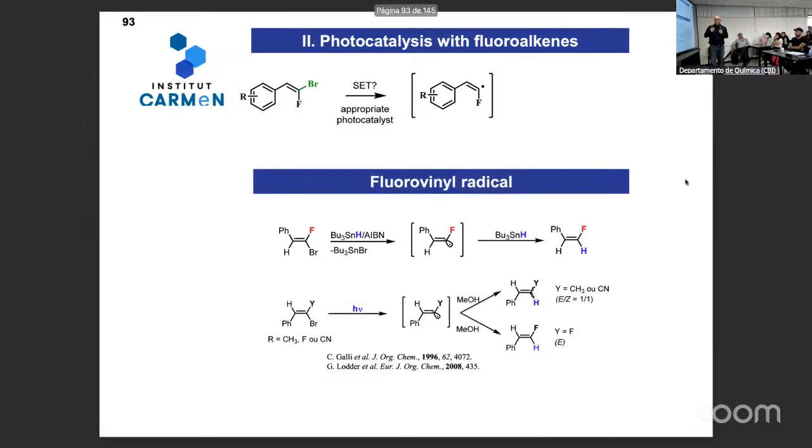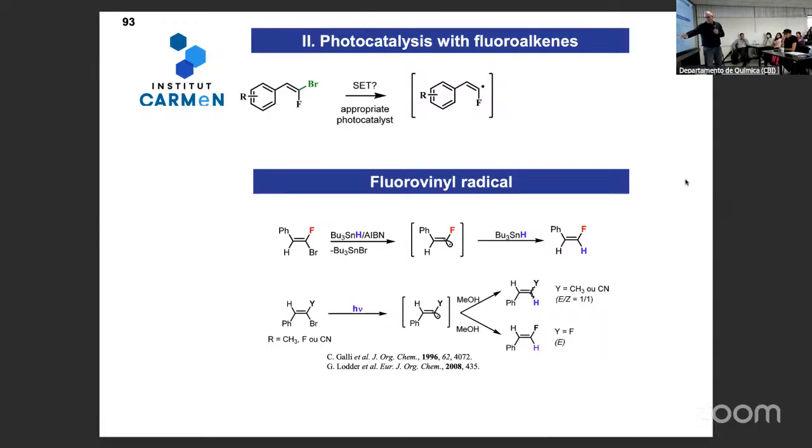Next, please. Knowing that the fluorovinyl radical is really stable, it's configurationally stable. So it was shown by Galli a long time ago. You can form this radical, and you can add this one, and you preserve the configuration of your double bond.